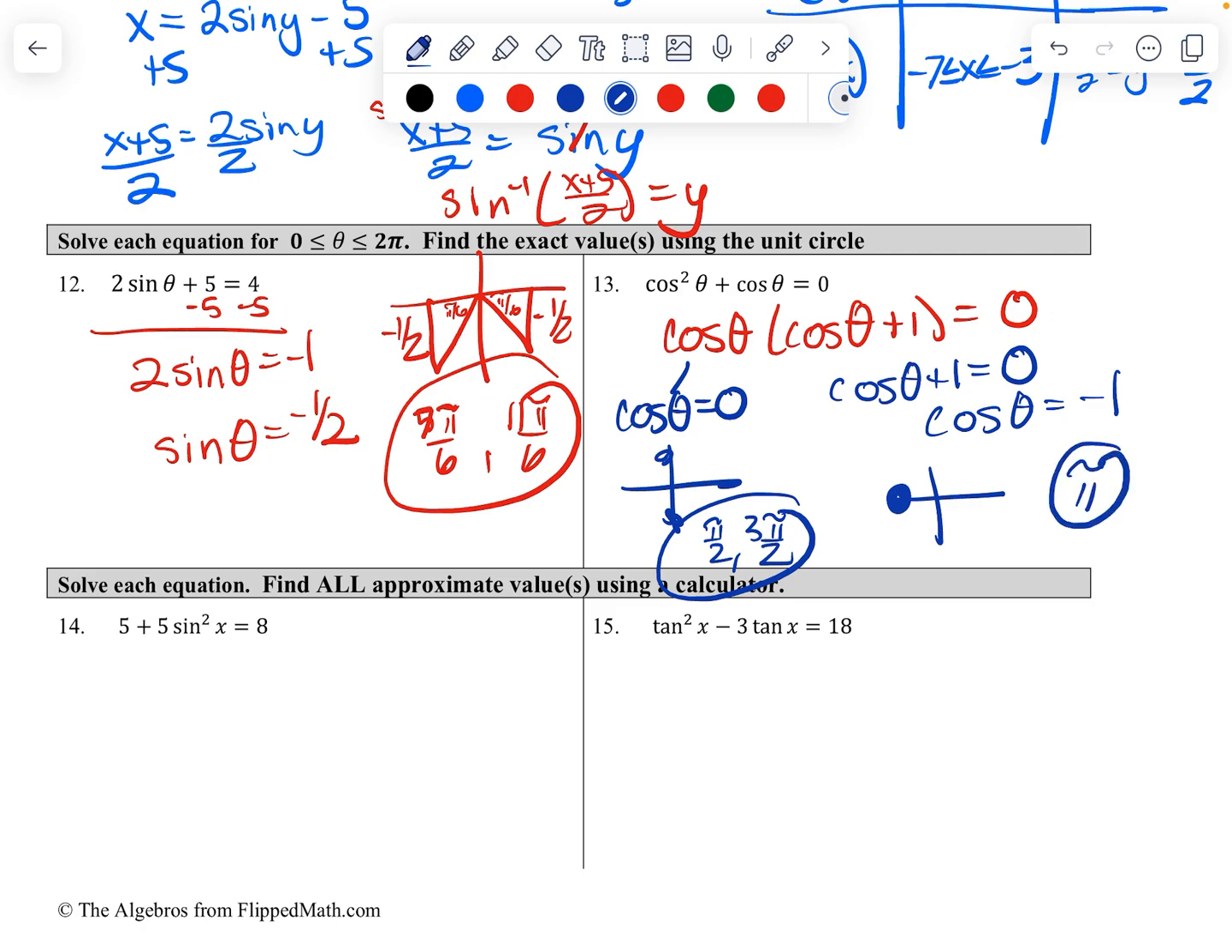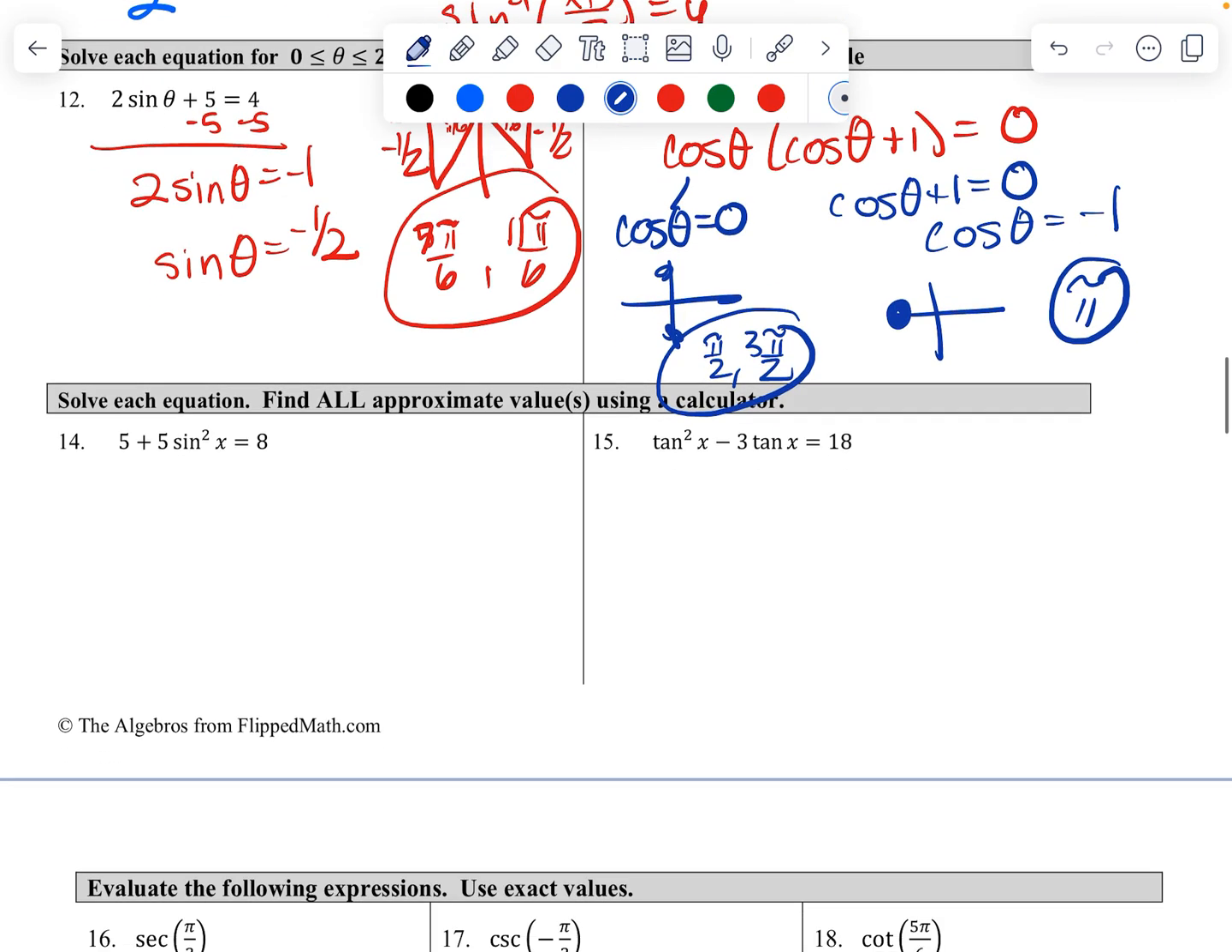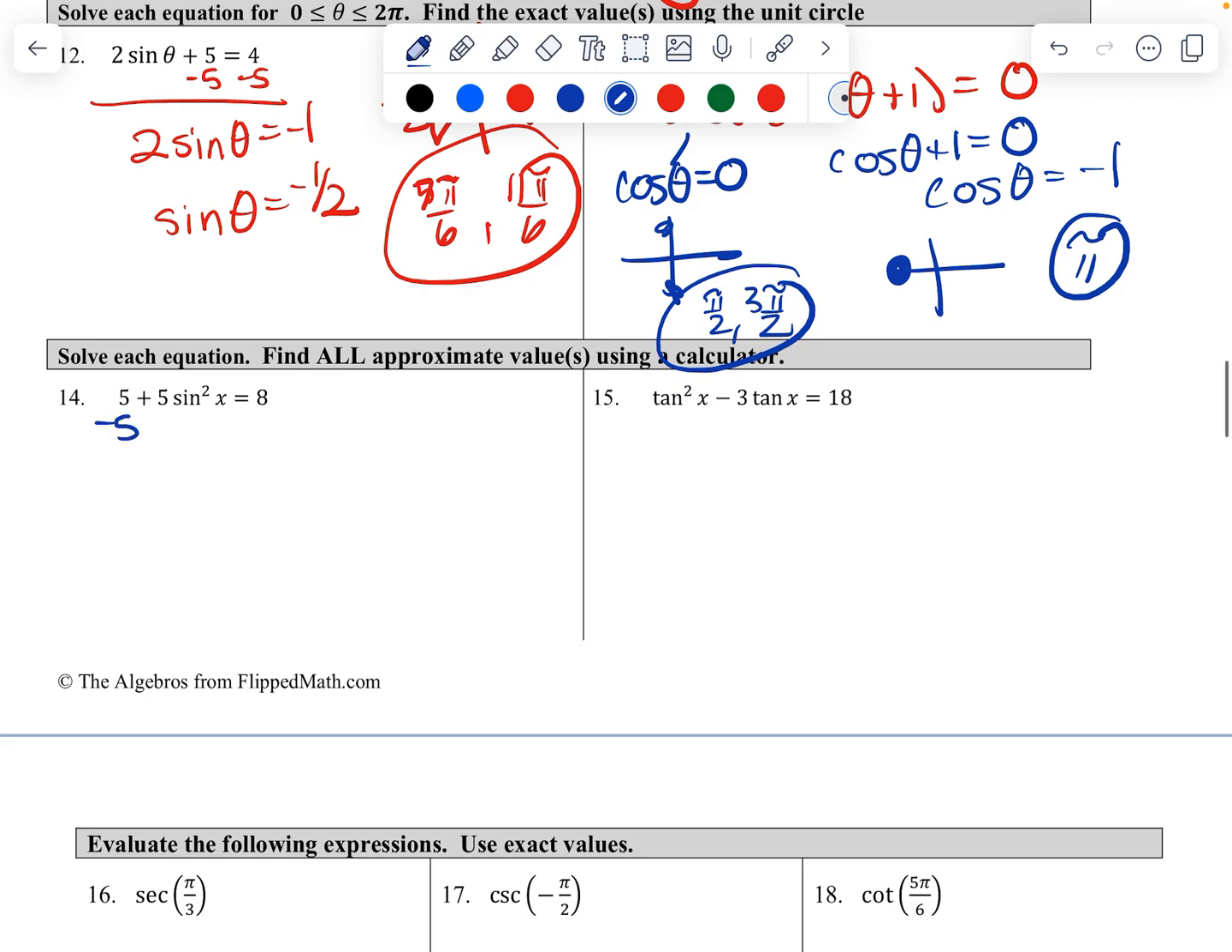Now the next one says to find using our calculator. Okay, so if we were to solve this, minus 5, 5 sine squared of x equals 3. So sine squared of x equals 3/5.